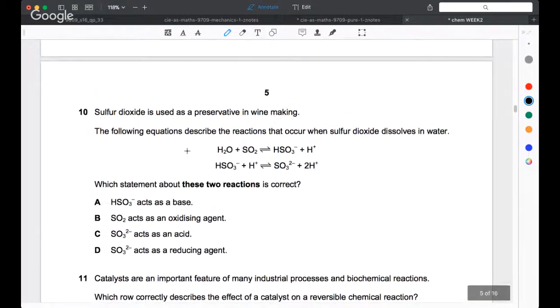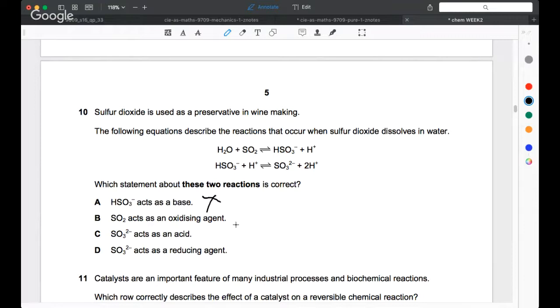So question 2. We can just go through them one by one, from A to D. So A: HSO3 acts as a base. No, it doesn't act as a base. How do you define a base? A base is a proton acceptor, and it doesn't accept, it donates. Okay, so it's not A.